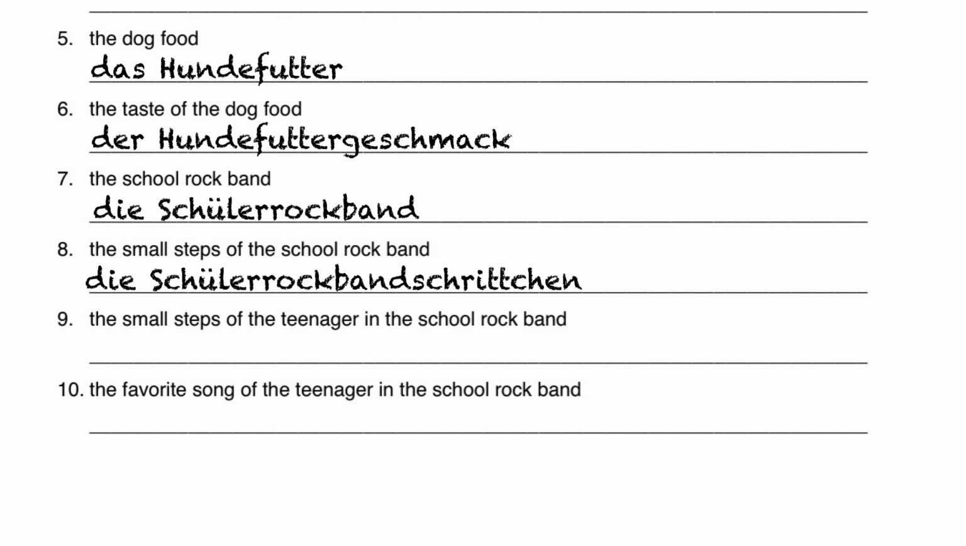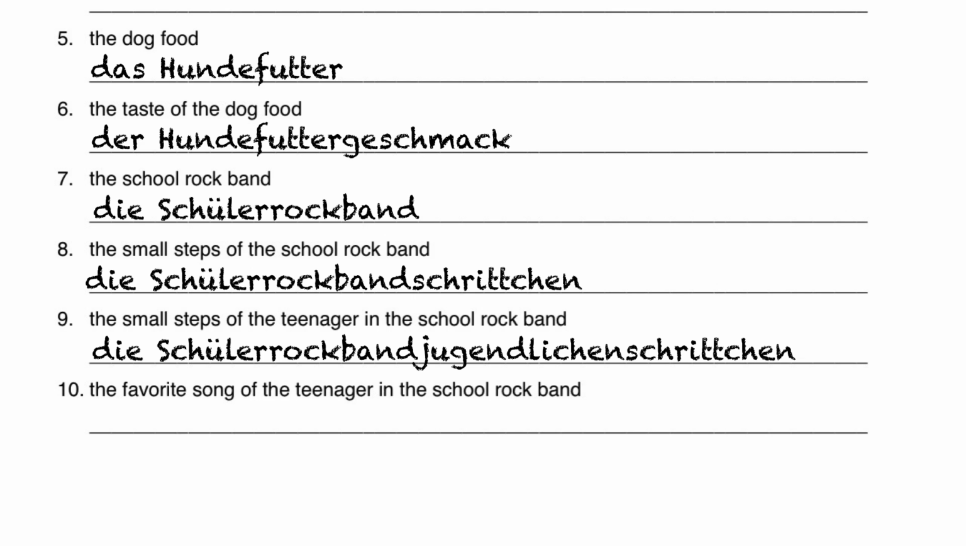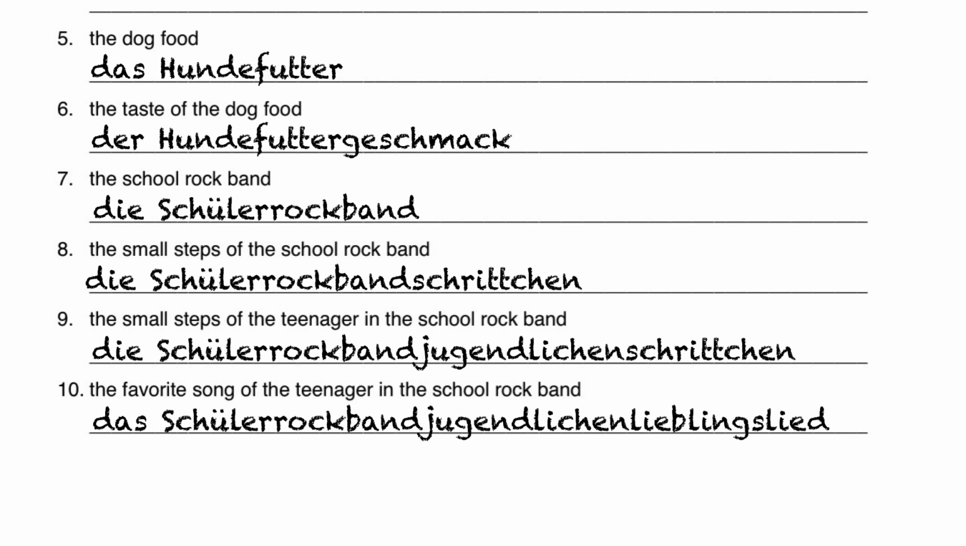Now we want to try something slightly different. We still have the small steps, but instead we're using the teenager in the middle of the word. So we end up with die Schülerrockband-Jugendlichen Schrittchen, the small steps of the teenager in the school rock band. If you wanted to just have the teenager in the school rock band, you could use Schülerrockband-Jugendlichen. And number 10, we have the favorite song of the teenager in the school rock band. This time we're going to add the word Lieblingslied to the end of all of that, so we end up with das Schülerrockband-Jugendlichen Lieblingslied.